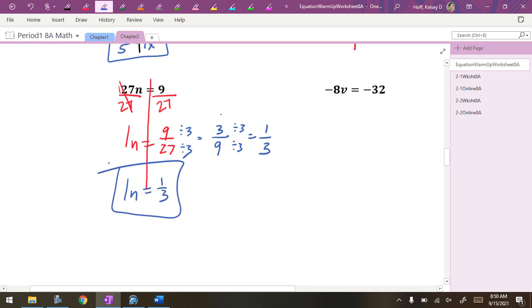Now, Sam back here said he wanted to divide by 9. When you divided by 9, what'd you get, Sam? 1/3. You got the same thing we did. We just did it in 2 steps. That's fine. If you only see 3, that's fine. If you only see 9, that's fine. You end up with the same answer.